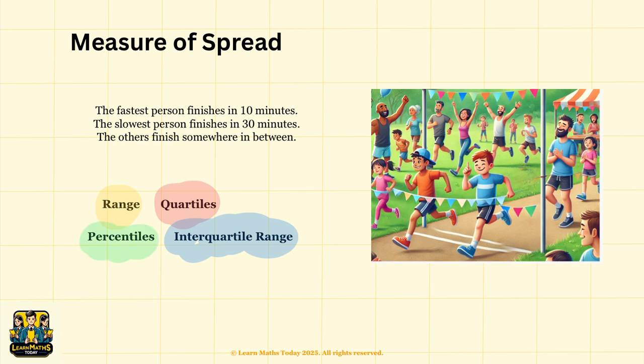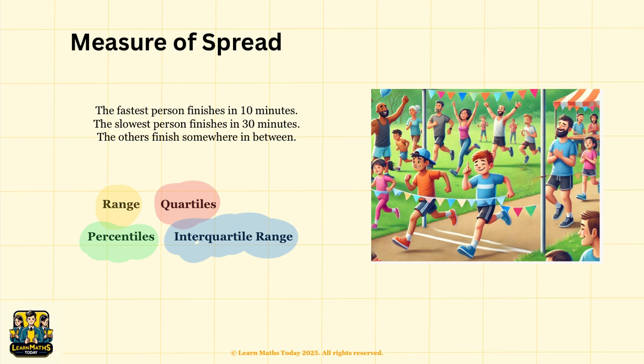Before you begin, I want you to think about this. Imagine you and a group of friends running a race and you all finish at different times. The fastest person maybe finishes in 10 minutes and the slowest person finishes in 30 minutes. Other people finish somewhere in between. Wouldn't it be useful to describe how spread out the finishing times are? Are all runners close in time or are there huge gaps?